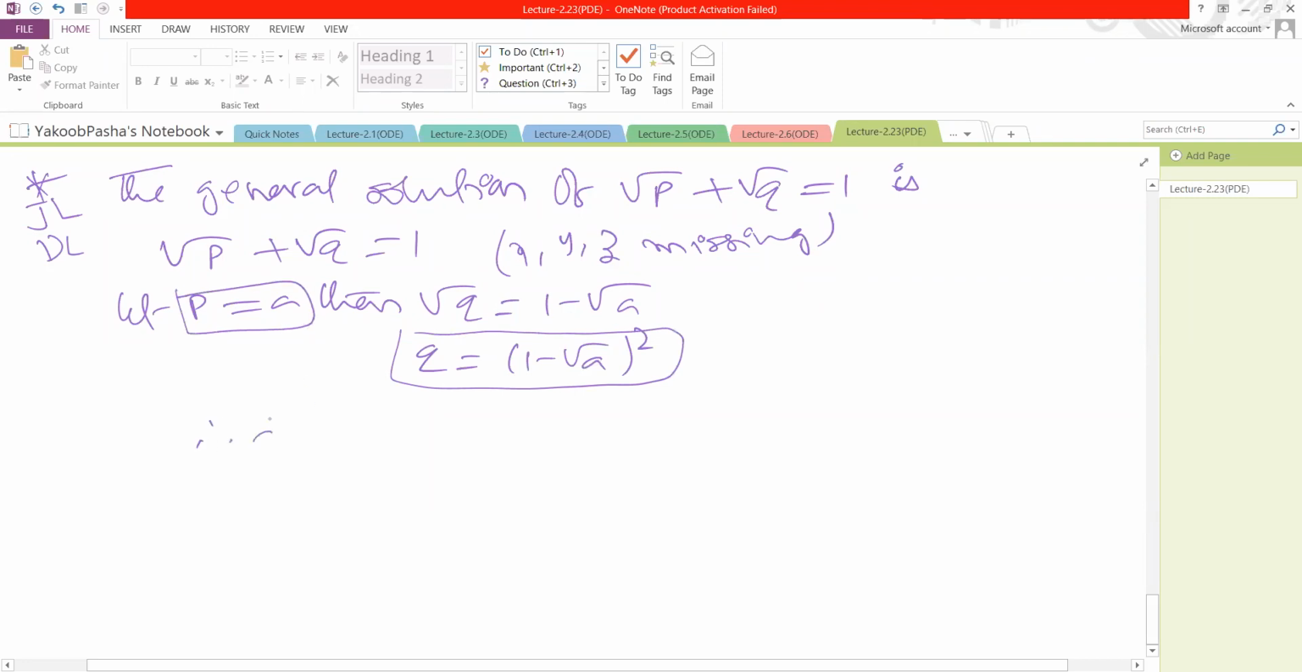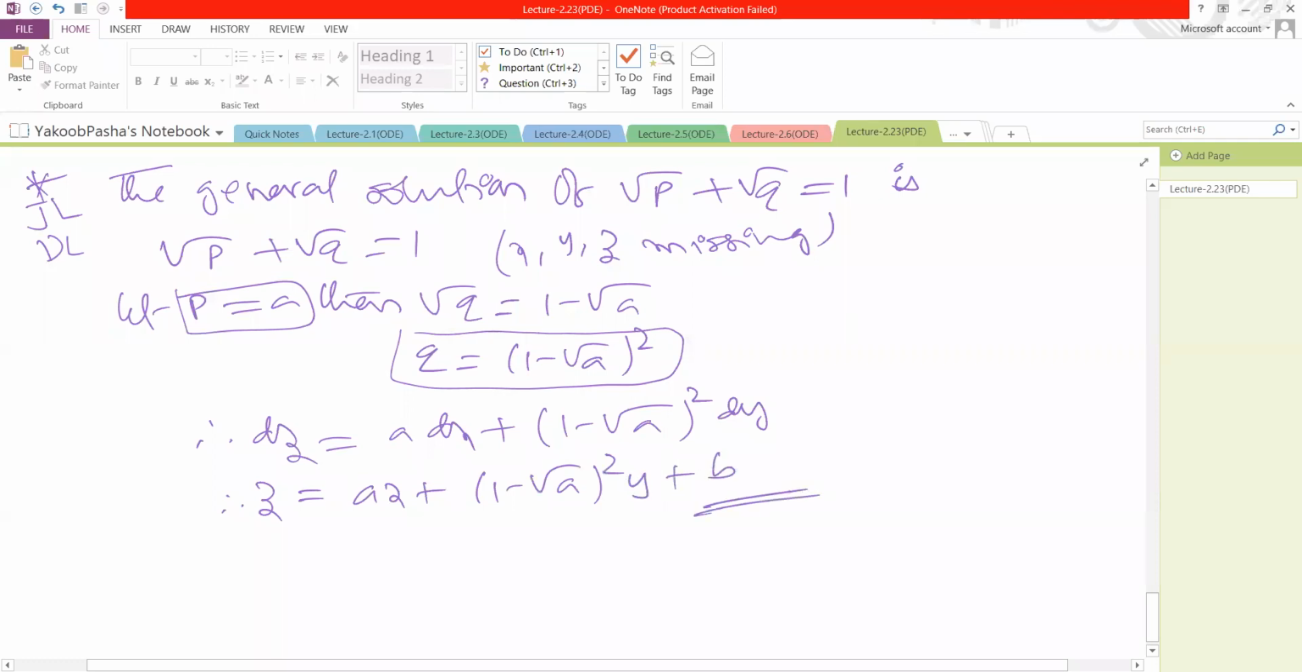Therefore, the general solution dz is equal to A into dx plus (1 minus root A) whole square into dy. By integration, z equal to ax plus (1 minus root A) whole square into y plus arbitrary constant b. We can take c also. Okay. Option number c only.